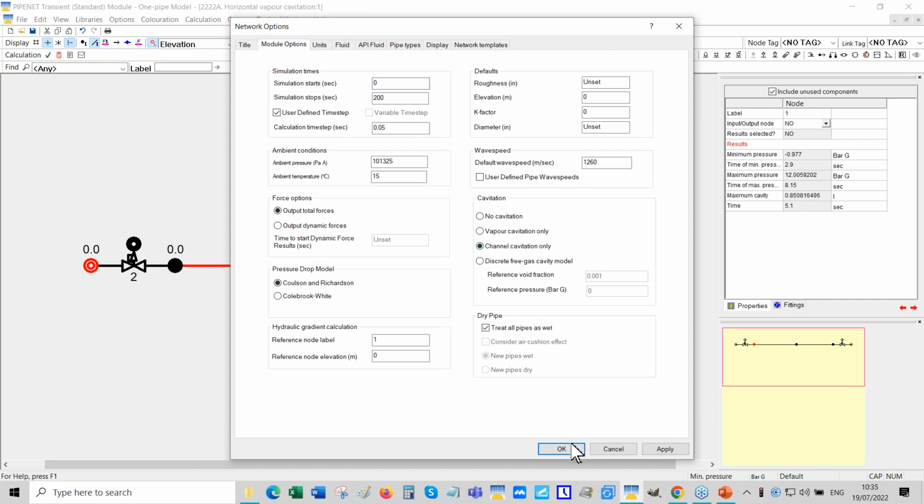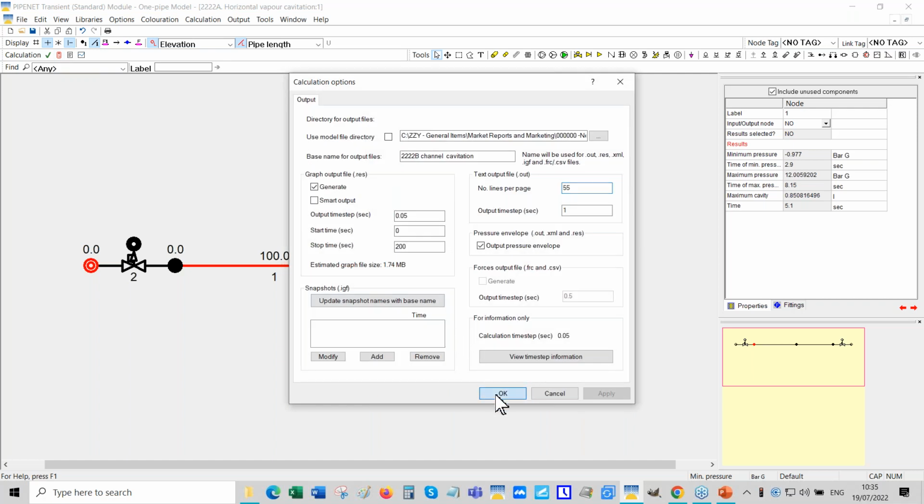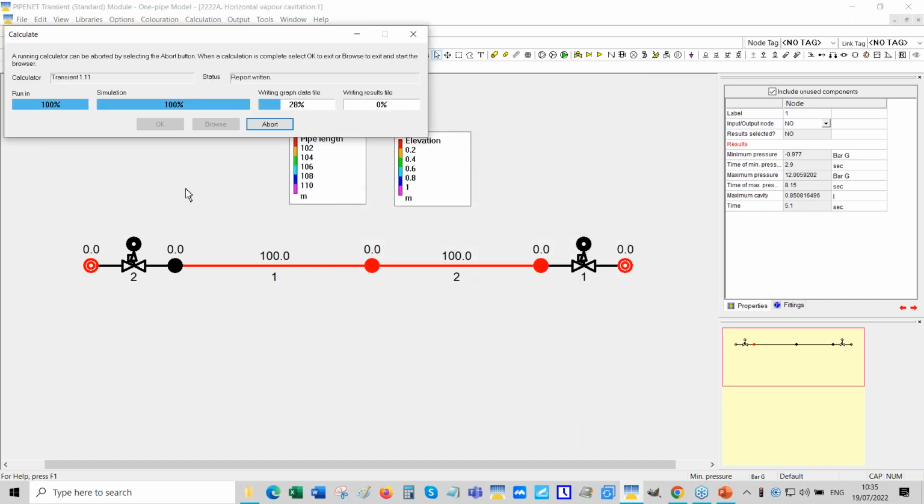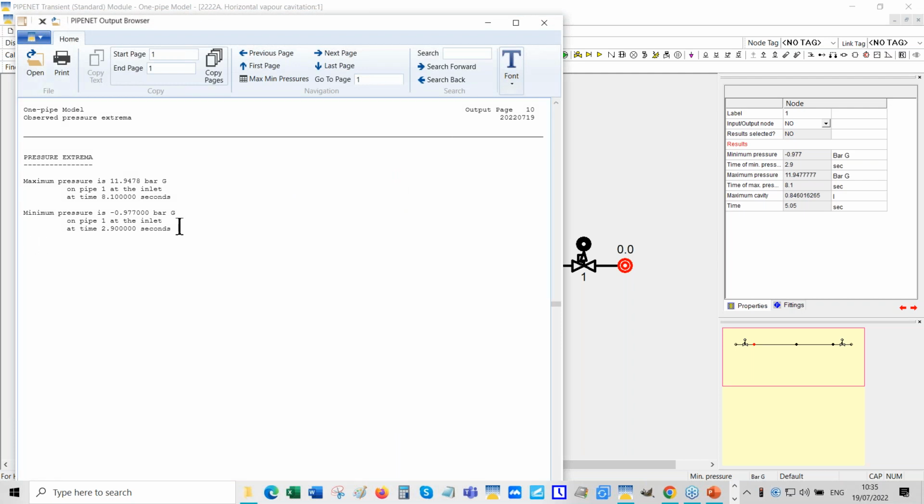Change to channel cavitation. That's all the change I've made. If you remember, the maximum pressure is just over 12 bar. See, it's virtually the same. You must expect some difference. It's of the order of 0.006% or something like that, which in engineering terms is completely acceptable when you consider that the models are completely different models.